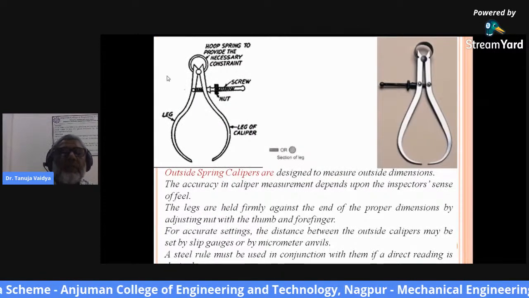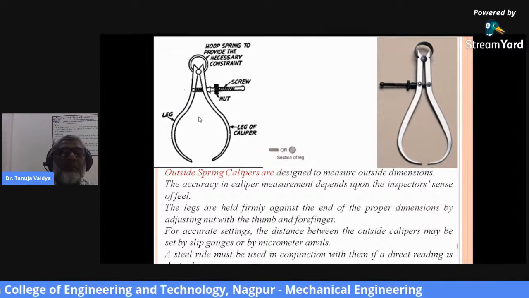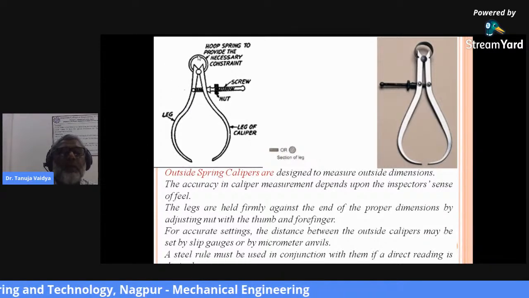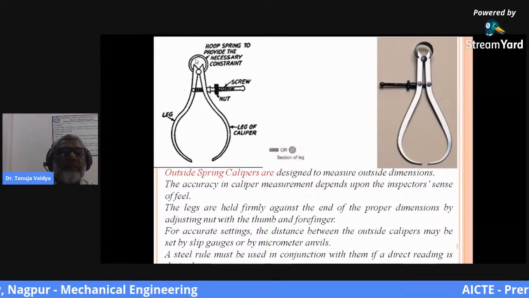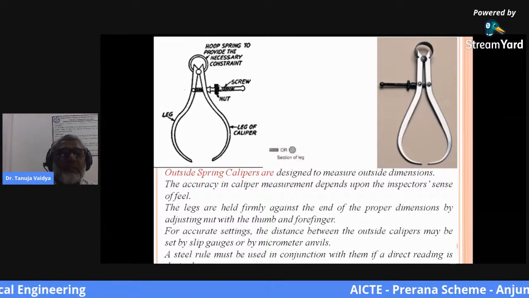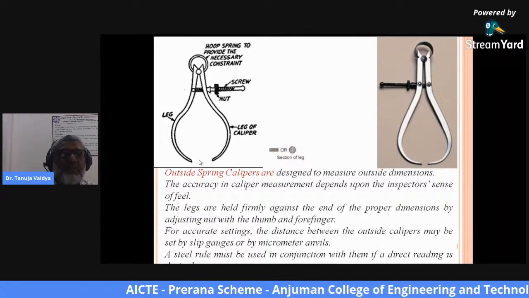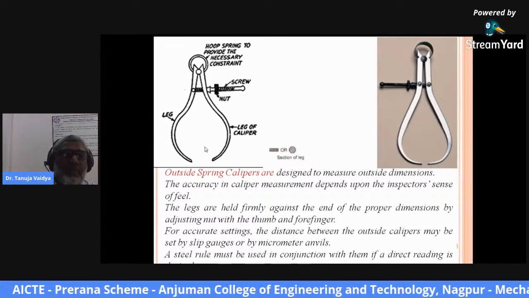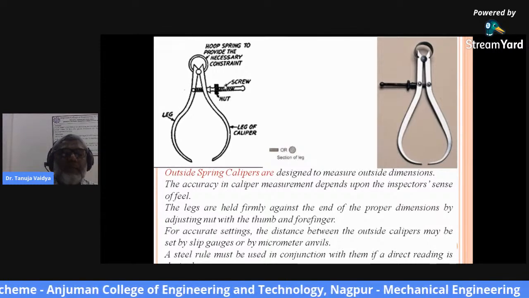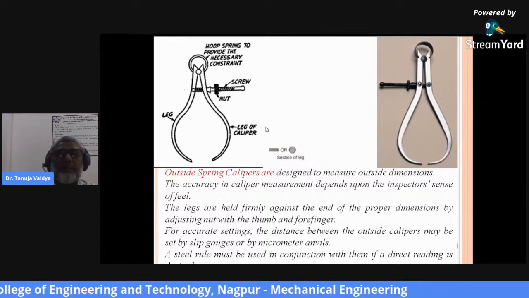Here we can see that this is an outside spring caliper. This is the hoop spring providing the necessary constraint. These are the screw and the nut. This is the leg of the caliper. Here is the distance. This distance can be increased or decreased according to the part to be measured with the help of this screw and nut.